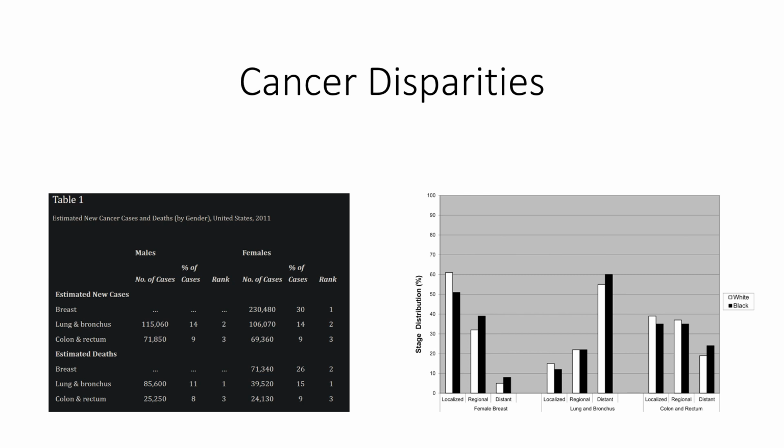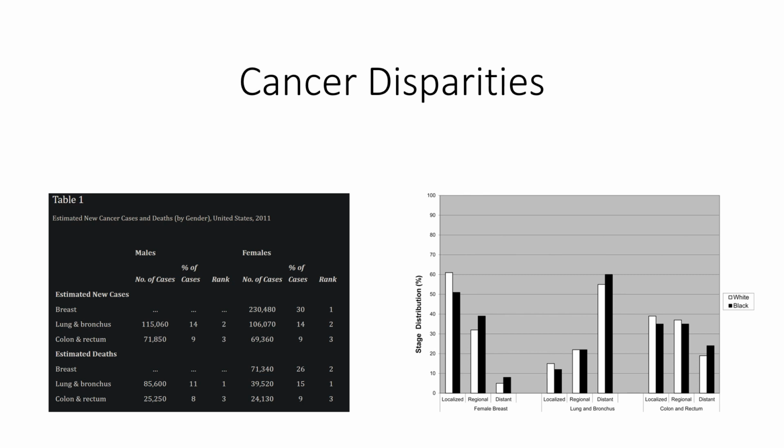The number one most new cases is breast cancer, number two is lung and bronchus cancer, and colon and rectum cancer is at number three. Now the death rate changes this, where we have breast cancer at number two, lung and bronchus cancer at number one, and colon and rectum cancer at number three. The death rate of males compared to females is much higher in males for lung and bronchus cancer compared to females with breast cancer.